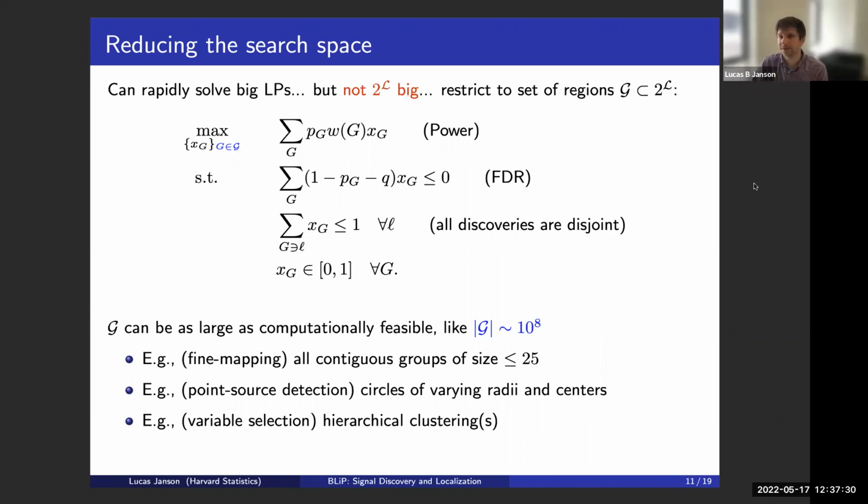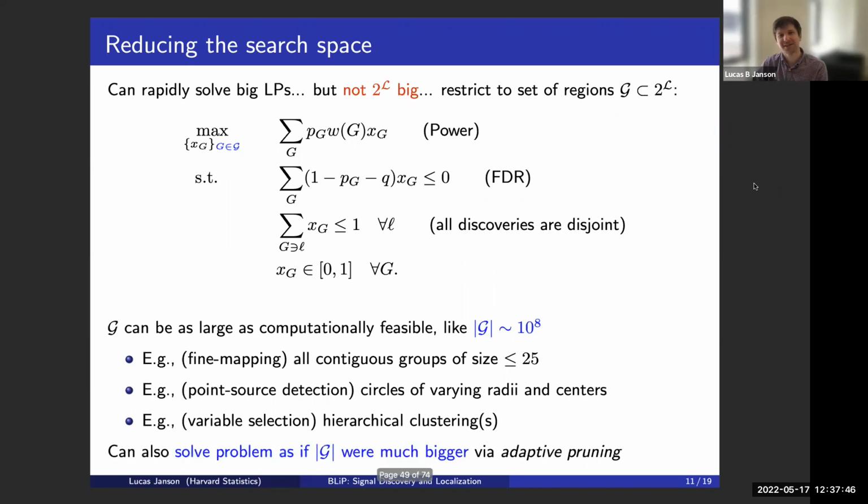Absolutely. I mean, maybe 10 to the 8th isn't as big as it sounds when you start thinking about all the possible radii and everything. But yeah, in a two-dimensional image, I think it's still pretty good. But as soon as you go to a higher dimension, yeah, it sounds big, right?